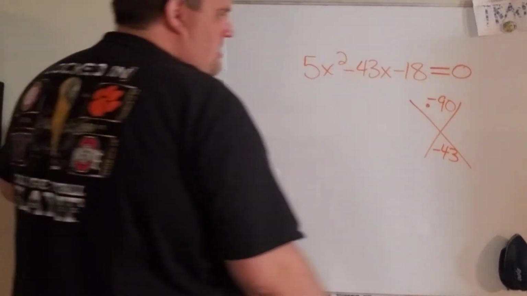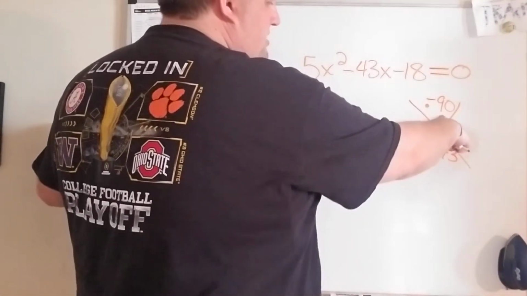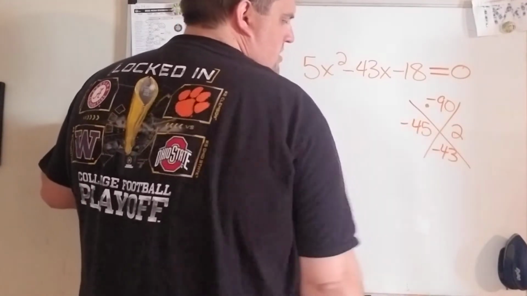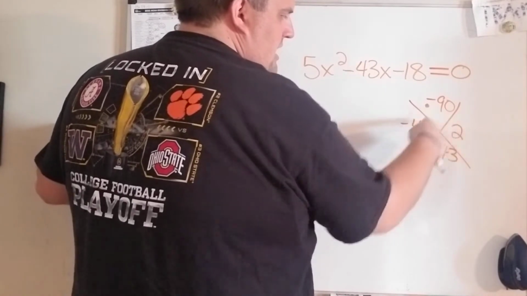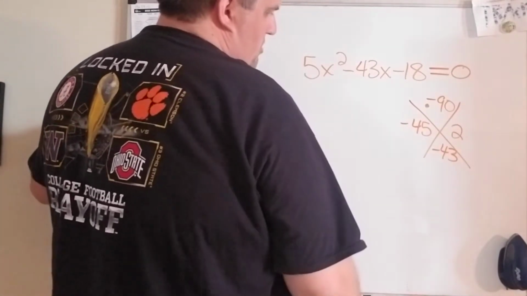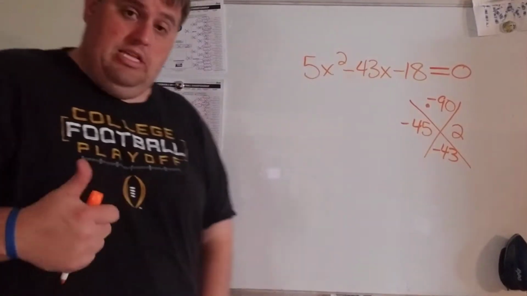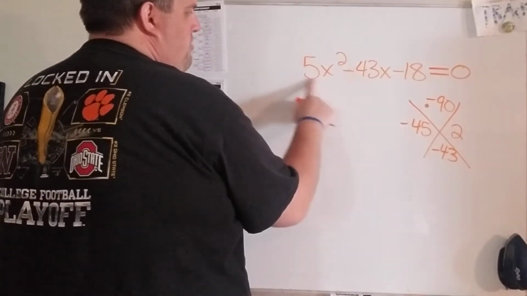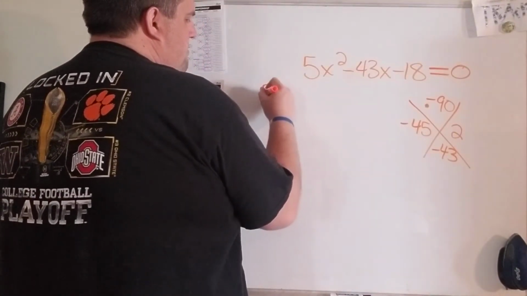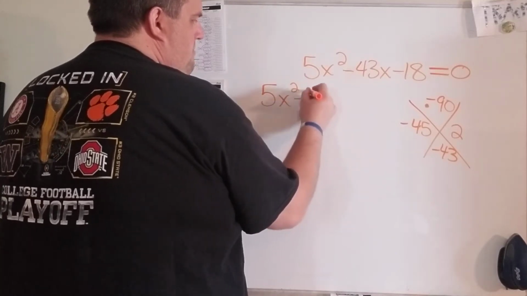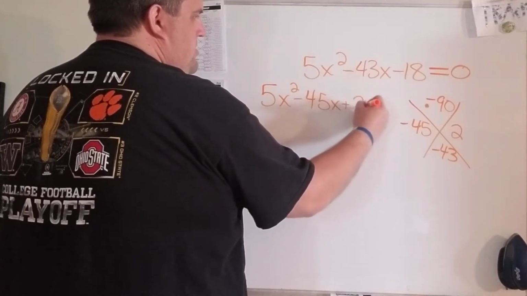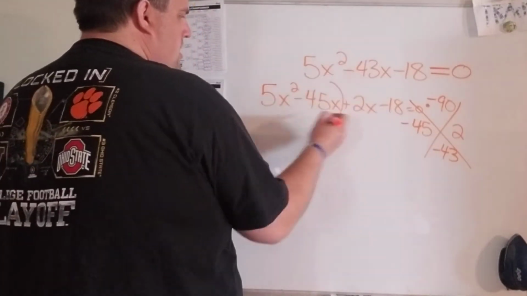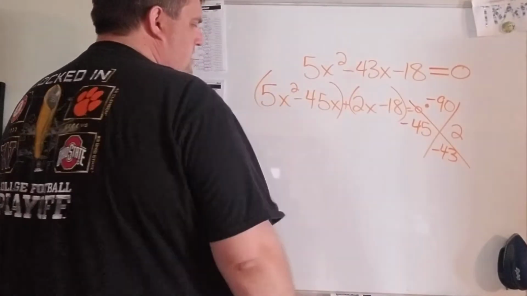Now, I did look at this ahead of time, and it looks to me like we're looking at negative 45 and 2. Negative 45 times 2 is negative 90. Negative 45 plus 2 is definitely negative 43. So there are my two factors. And if you remember, we're going to have to factor this one by grouping because there's an a coefficient. So I'm going to write 5x squared minus 45x plus 2x minus 18 equals 0. We're going to do this.